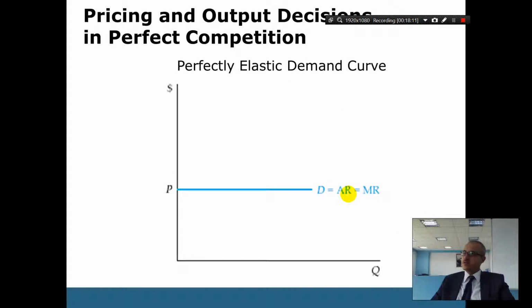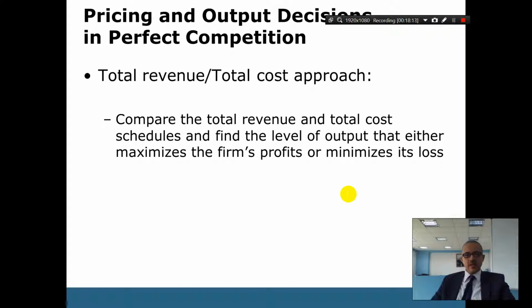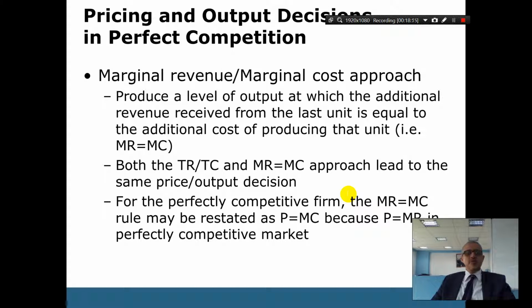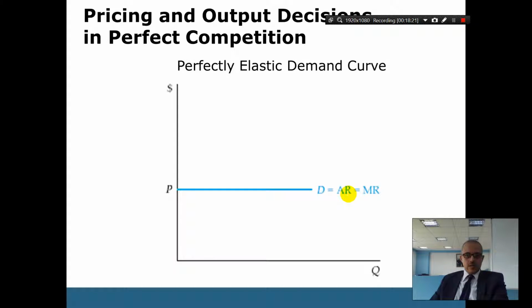Are you guys okay with this? And we talked about the marginal revenue and marginal cost approach. Let's see before this. You understand this line? Let's take this example here.